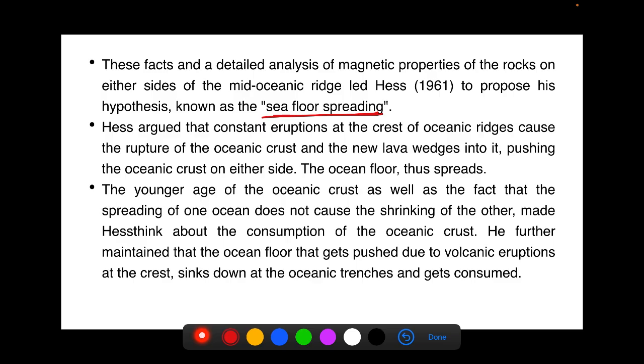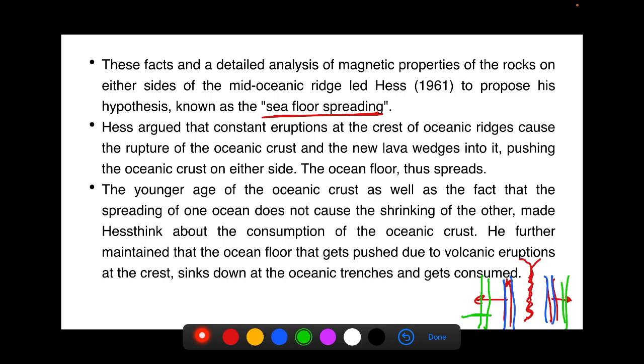So what is Harry Hess saying? Let's say this is the crest. These are the rocks which are already present. Now when new lava is erupted from this crest, these rocks are shifted to a distance, and the older rocks are shifted to here and newer rocks come here.